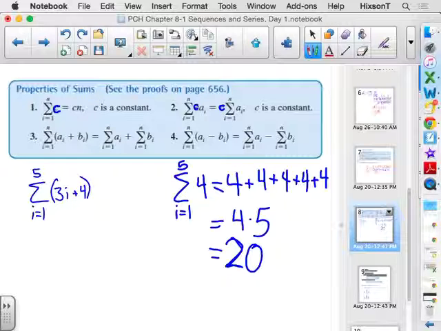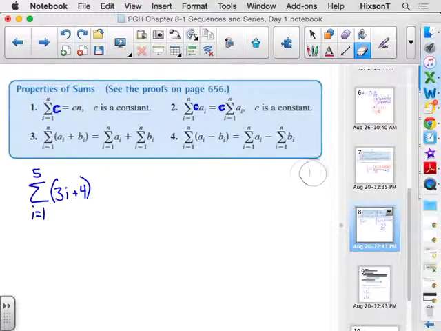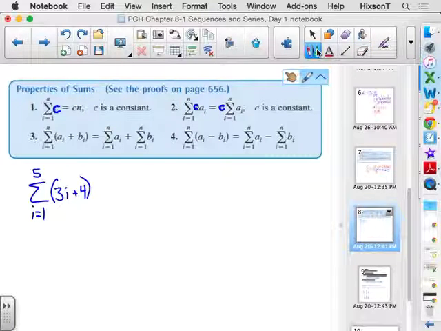Now, the last two here basically tell us that if the thing that we're adding up has multiple terms in it, we could split it up into separate sums. And we're allowed to do that whether it's addition or subtraction. So that's why I have this sum written for us. Let me erase so we have some room, because I can use all three of these rules to simplify this a little easier than just plugging in 1, 2, 3, 4, and 5.